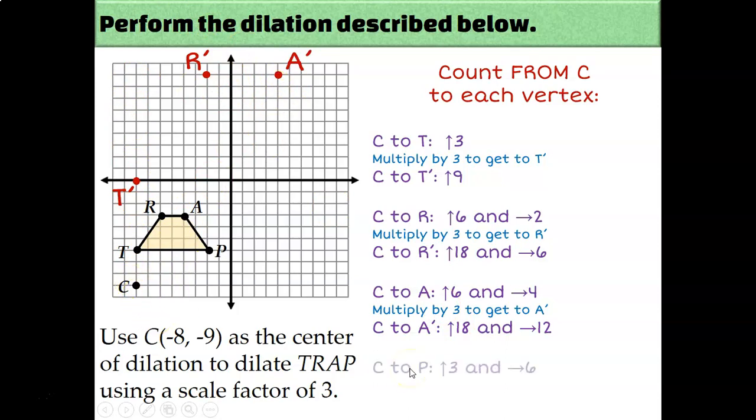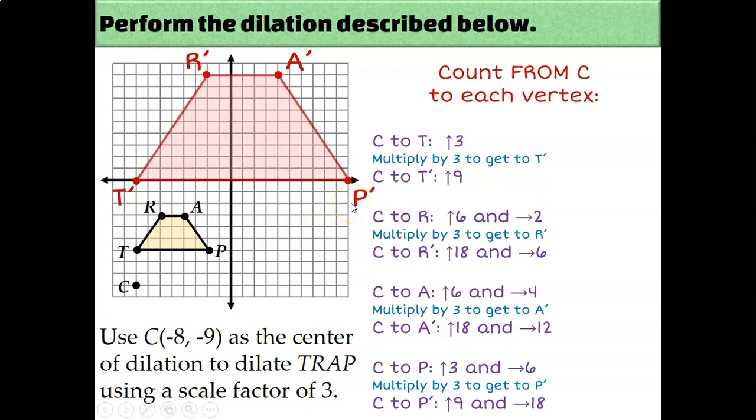And last but not least, we have P. To get from C to P, you go up 3 and right 6. Multiply that by 3 to get to P prime. So I'm going to go up 1, 2, 3, 4, 5, 6, 7, 8, 9, and to the right 18, and that's P prime. So this trapezoid is the dilation of the original trapezoid using a scale factor of 3 and the center of dilation of -8, -9.